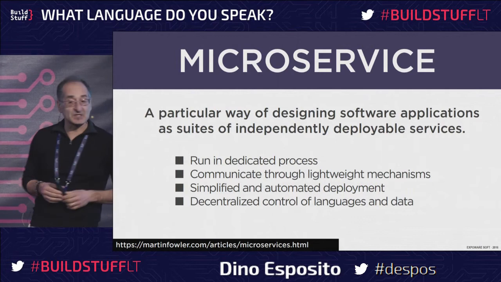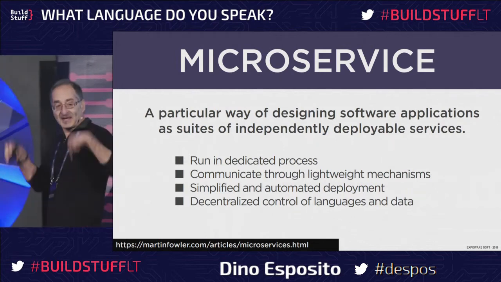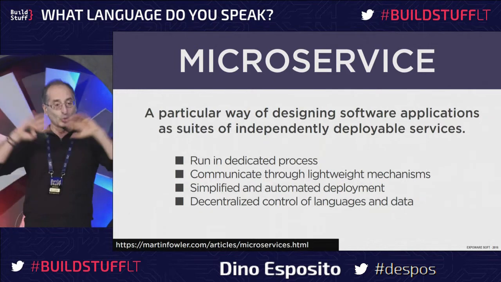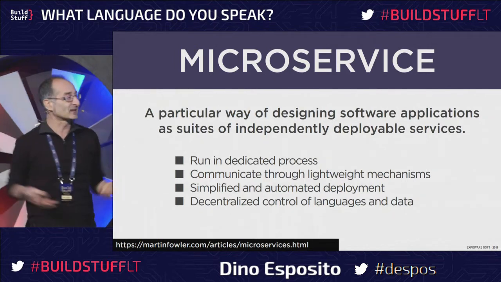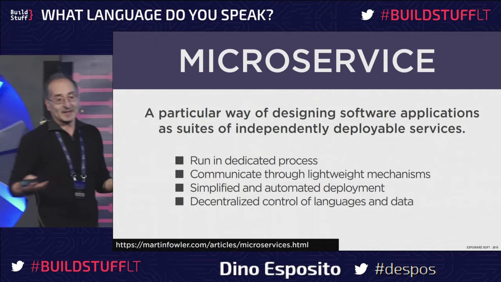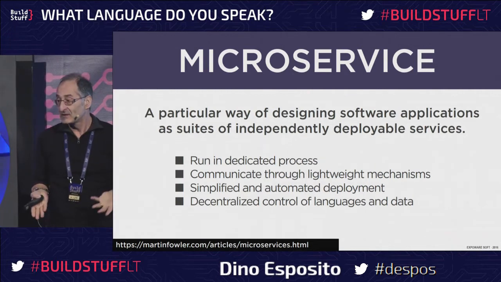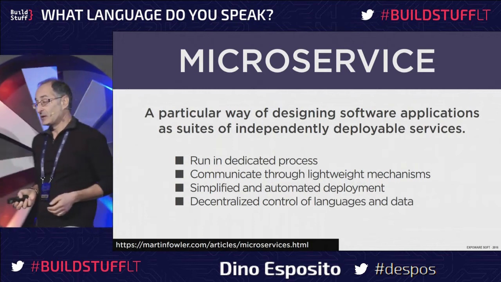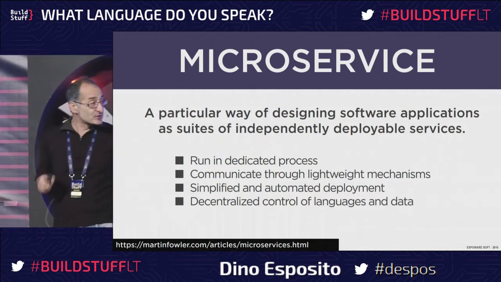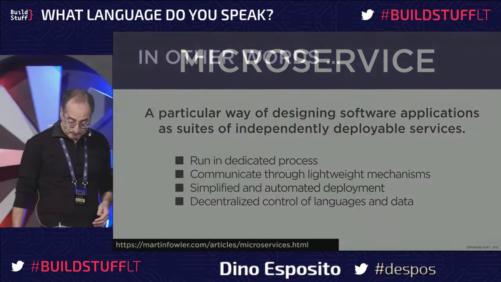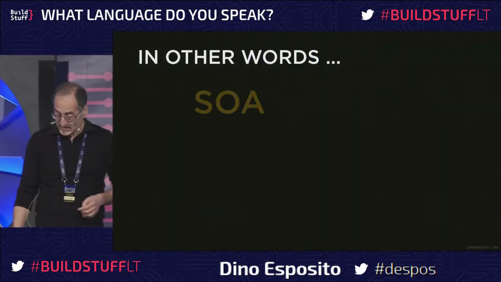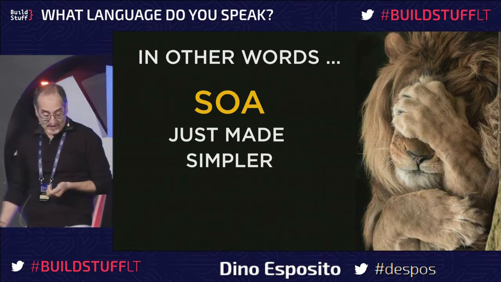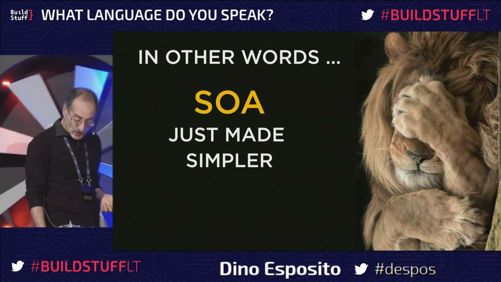Decentralized control of languages and data: this is to say that those pieces of code that all together form an application are independently deployed, and so they are also independently implemented. They can use any language, any platform, and consume data in any format. In other words, microservices is SOA just made simpler, and oh my God.